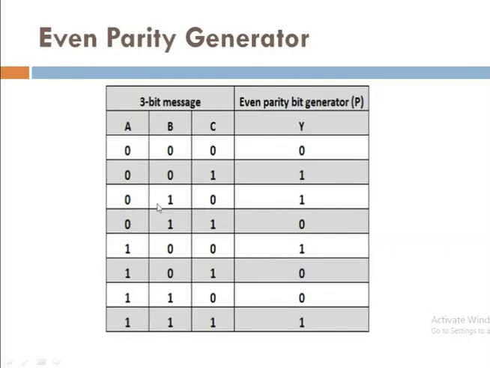Again the next case, 0 1 0. Again the number of ones is 1, that is an odd figure. So again it is an odd-even combination and the output bit will be a 1. Now the next case, 0 1 1. In that case the number of ones is 2. So 2 is an even figure, an even combination, that's why the output will be a 0.